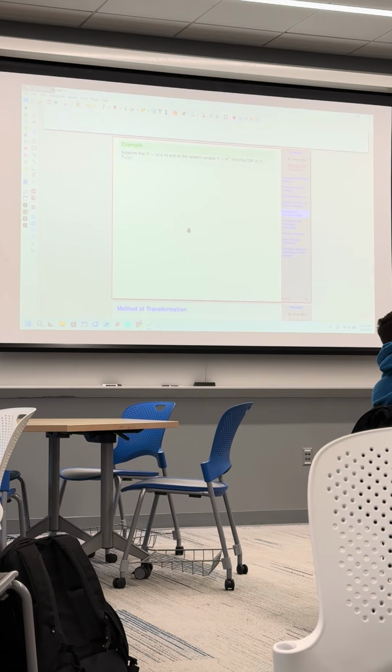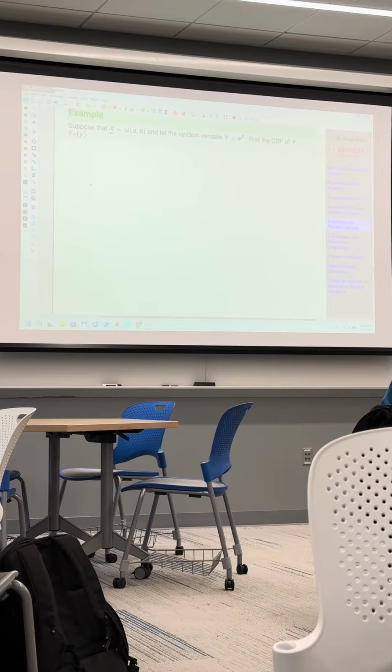In this example, I gave you that x is a uniform random variable. In the previous example, I did not say that x is a uniform random variable. It could be any random variable. But here, in this example, x is a uniform random variable on [a, b], and then S sub x, the range, is going to be [a, b]. This is your range.